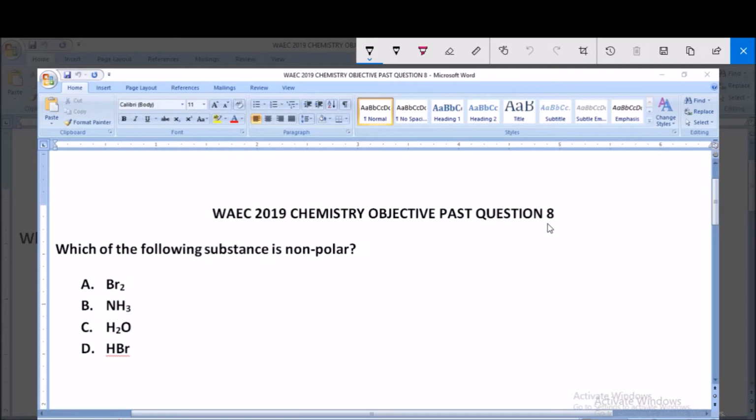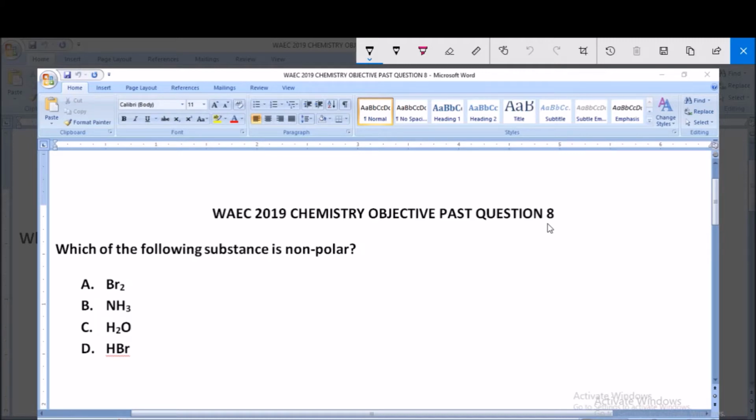Which of the following substance is non-polar? A. Bromine, B. Ammonia, C. Water, and D. Hydrogen bromide. So to answer this question, the first question you would ask yourself is, what exactly is a non-polar compound, or what is a non-polar substance? And if you have non-polar substances, then chances are there are also polar substances. So what is a polar substance and what is a non-polar substance?